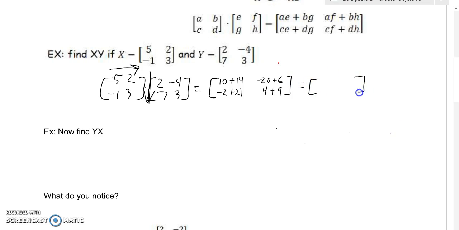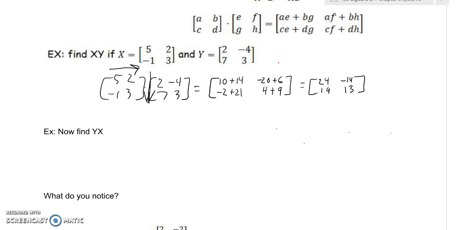Then you actually have to take the sums. So we have 24, negative 14, positive 19, and 13 as our matrix we get from multiplying the matrices x and y together.